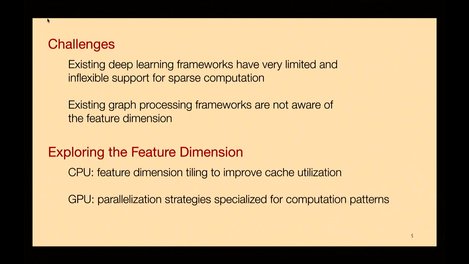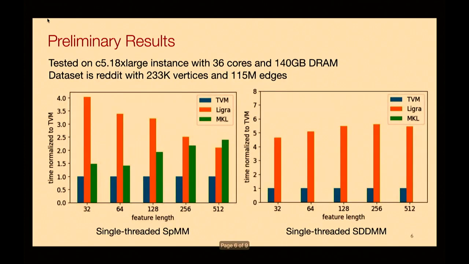In this work, we explore optimizations on the feature dimension. Specifically on CPU, we do feature dimension tiling to improve cache utilization, and we combine feature dimension tiling with existing graph partitioning methods to further improve the performance. On GPU, we specialize parallelization strategies for computation patterns instead of using a fixed schedule as you find in existing graph processing systems. Here shows some preliminary results we get on CPU.